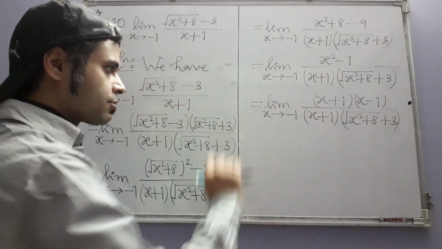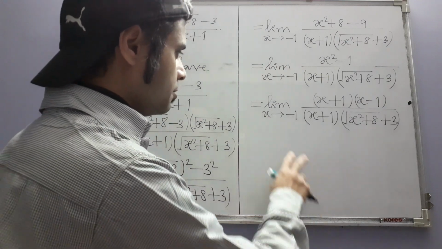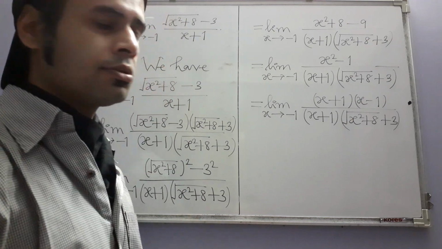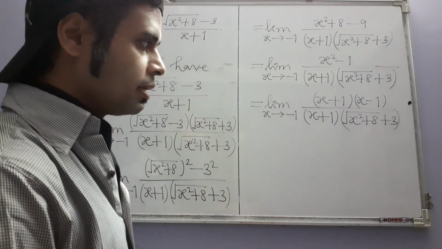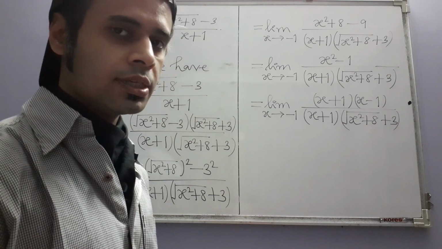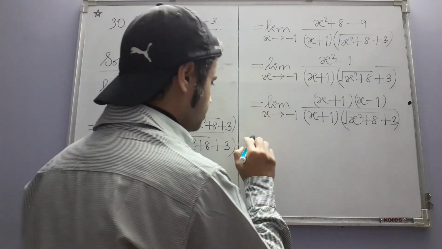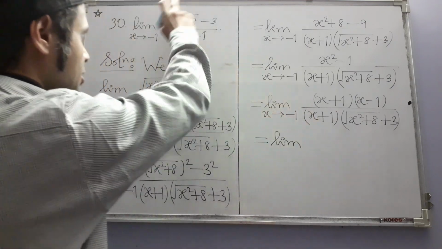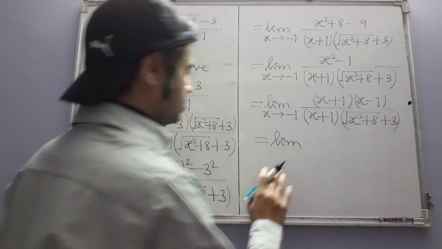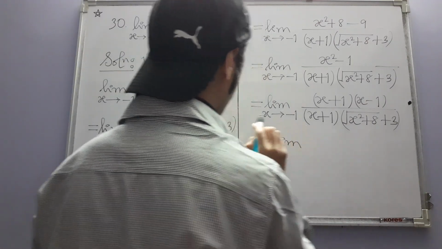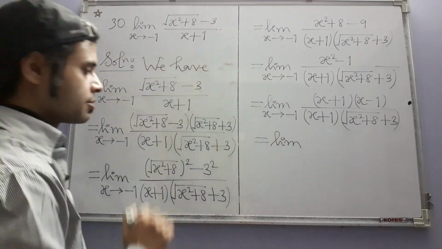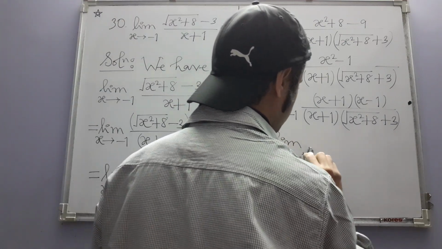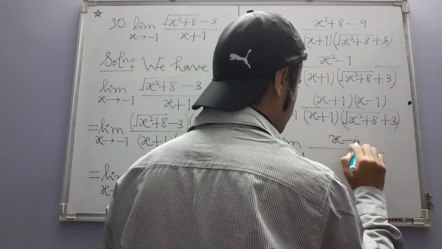Now we can cancel this common factor x plus 1 because x is only approaching minus 1, x is not equal to minus 1, and so x plus 1 is in fact, although it's close to 0, not actually 0. And which is why this expression makes sense. Had x been equal to minus 1, this would be meaningless. So after the cancellation, we have this.